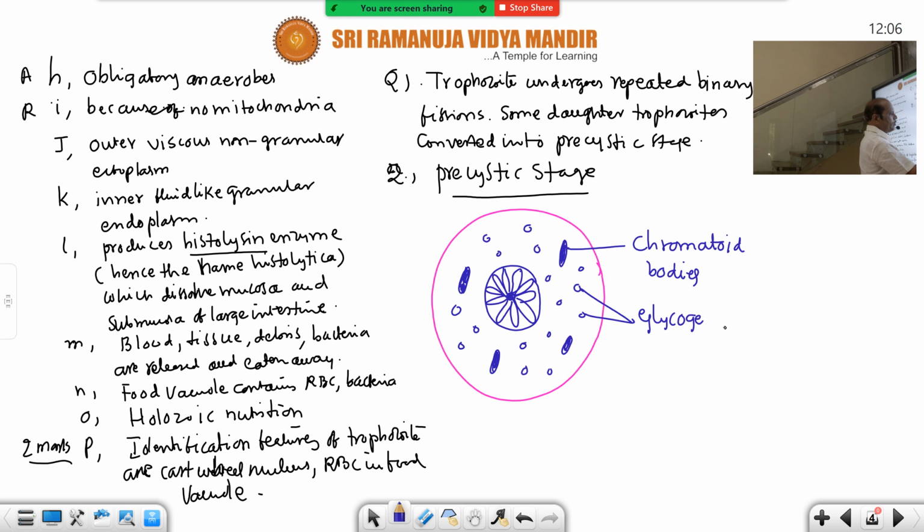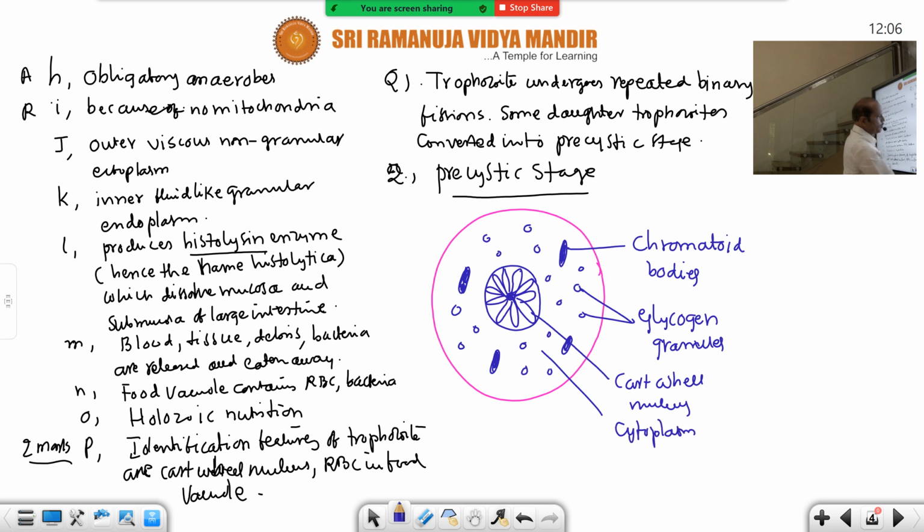These structures must be present in the pre-cystic stage. Feeding is stopped; there is no feeding. The trophozoite is the feeding stage, and this is a non-feeding stage, spherical or oval. This is the pre-cystic stage. The cartwheel nucleus you can also label, and this is the cytoplasm.